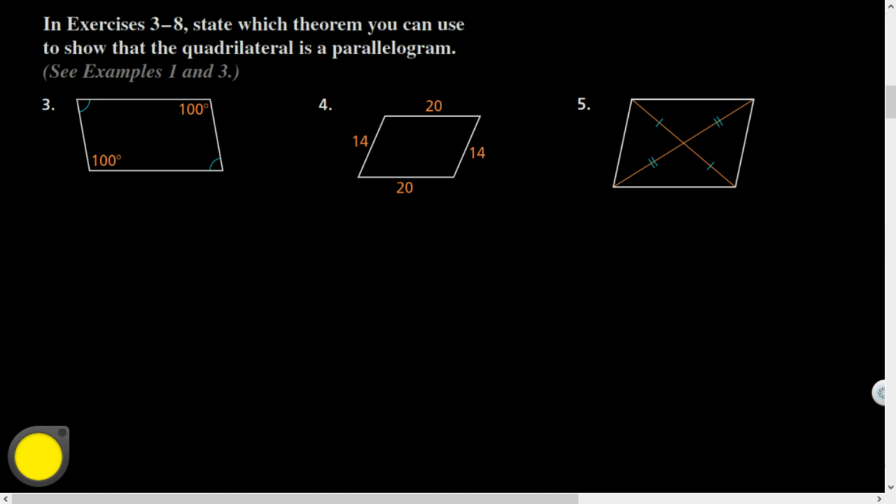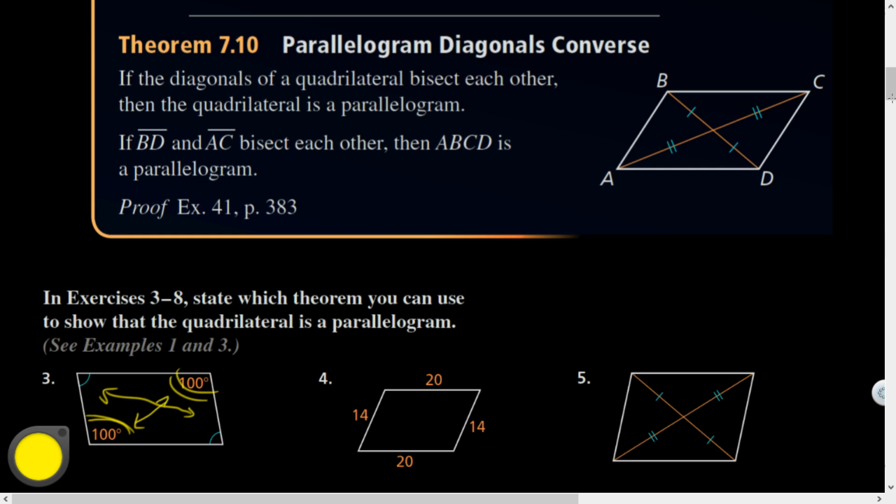We were talking about proving a quadrilateral is a parallelogram yesterweek. In exercises 3 to 8, state which theorem you can use to show that the quadrilateral is a parallelogram. So notice, in this one, it appears as though those opposite angles are congruent to each other, right?